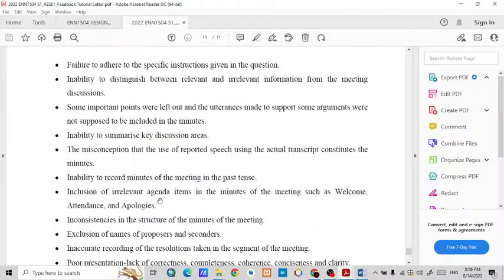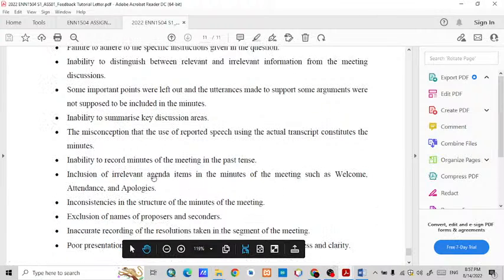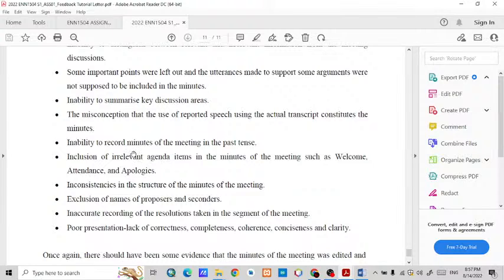Okay, inclusion of irrelevant agenda items in the minutes of the meeting, such as welcome, attendance, and apologies. We're not going to do this, because the instruction clearly states that we should not consider the whole format of minutes. We just have to look at the item that we are given, right?